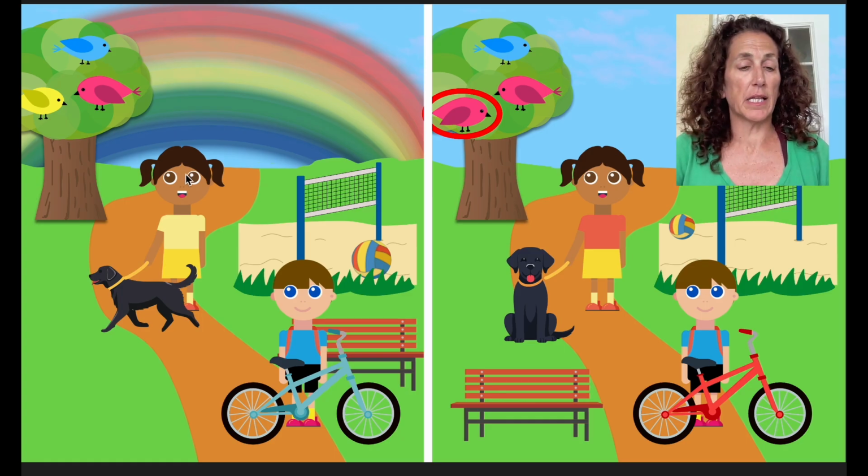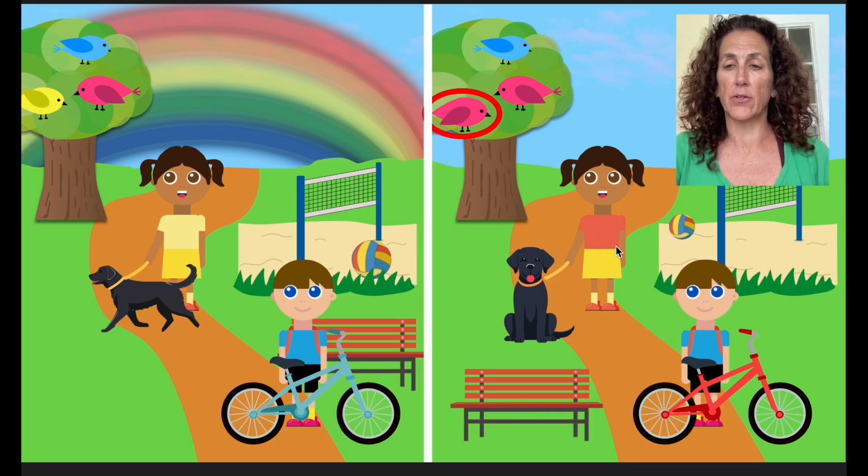In the picture on the left, there is a little girl walking her dog. The little girl in the picture on the left is wearing a yellow shirt. The little girl in the picture on the right is wearing a red shirt. So that is another difference. The 2 shirts are different colors.